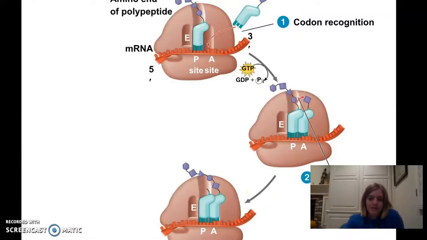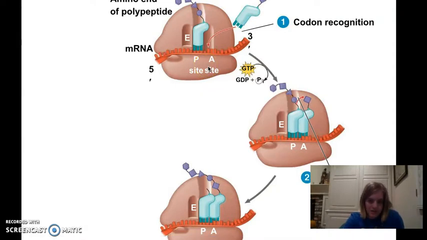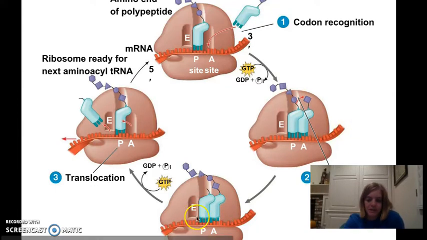The next step is known as peptide bond formation, and in this step, the arrival of the tRNA in step 1 catalyzes several reactions. So one is it breaks the bond between methionine and the tRNA in the P site. And it also allows a peptide bond to form between the methionine attached here and the amino acid attached to the tRNA in the A site. And then finally, we have what's known as translocation.